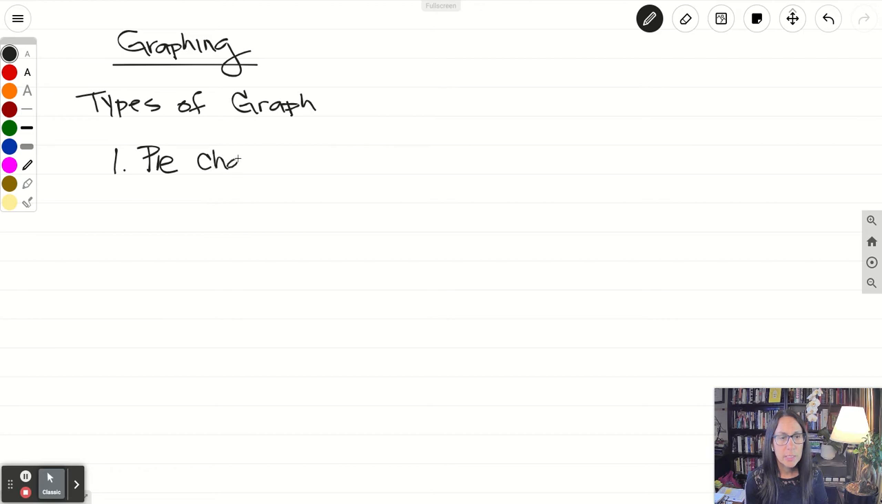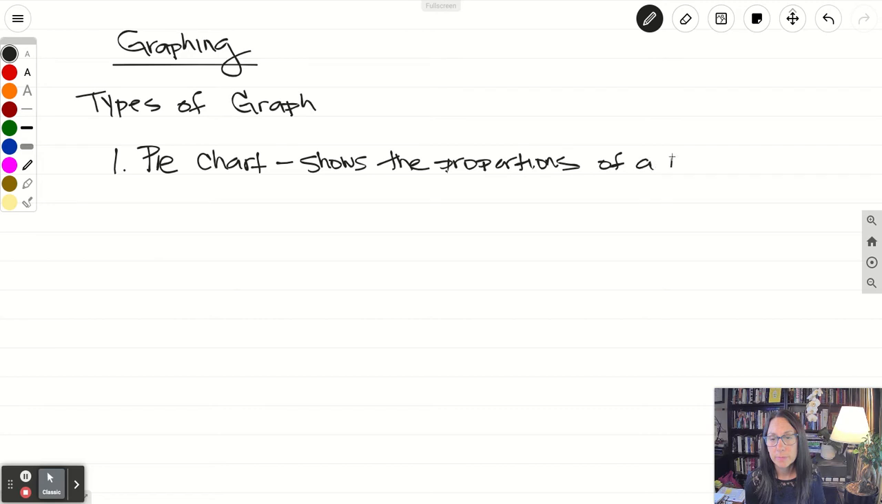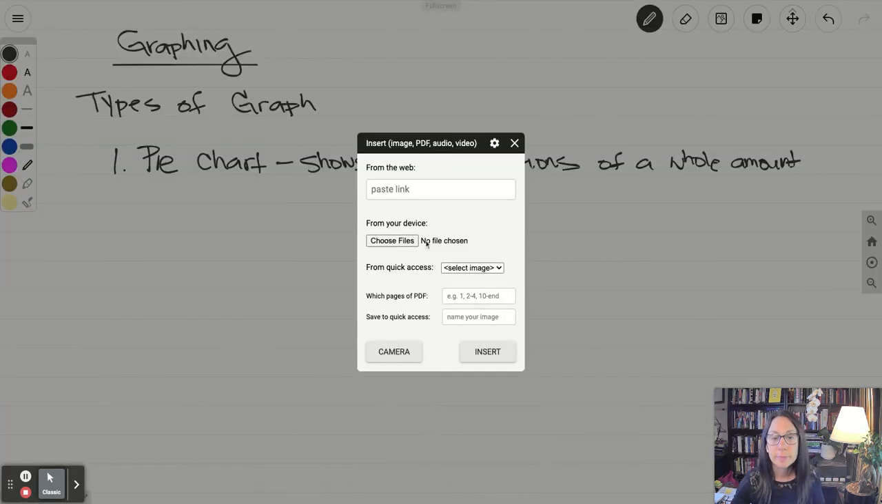And a pie chart is, you've probably seen them before, but a pie chart represents different proportions of a whole. So if you have a whole amount and you want to show the different proportions of that whole, a pie chart is a perfect graph to use. So we're going to say it shows the different proportions of a whole amount. Okay, and so I would like to show you a picture of what one looks like.